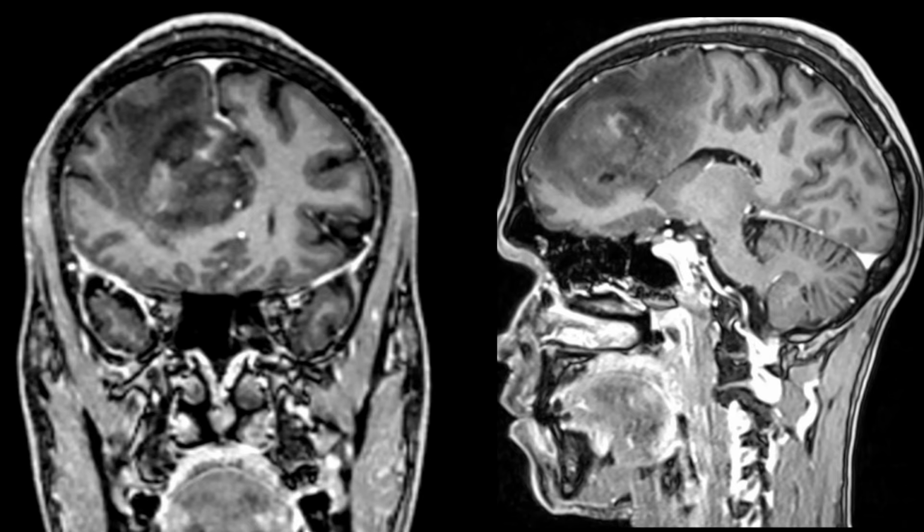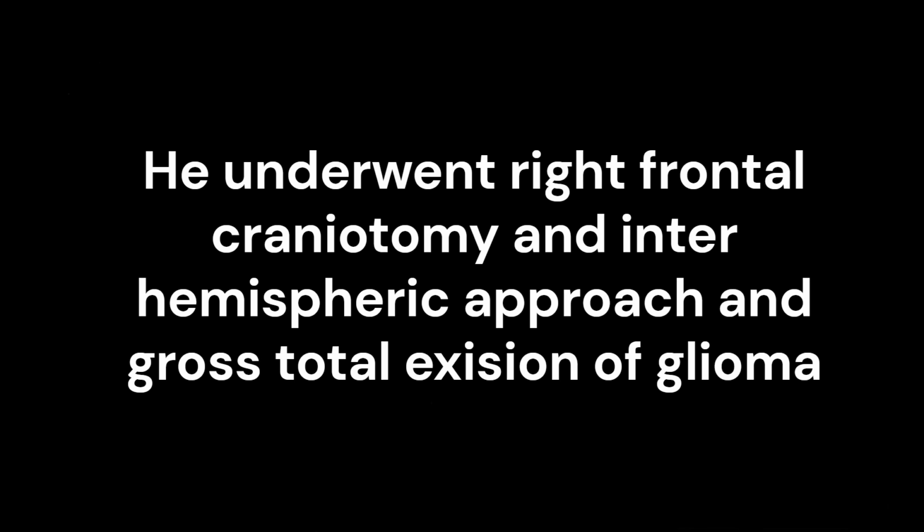In the MRI, we can see the tumor is very large and is arising from the corpus callosum, and it is also pushing the ACA to the left side. There is surrounding edema that is extending into the frontal lobe and is causing mass effect and slight midline shift.